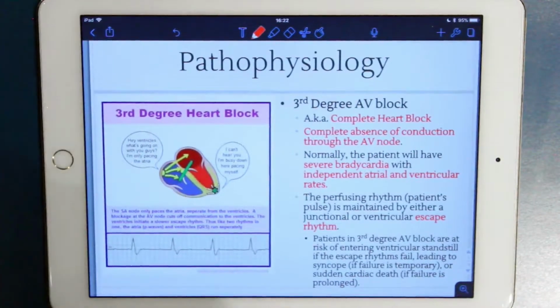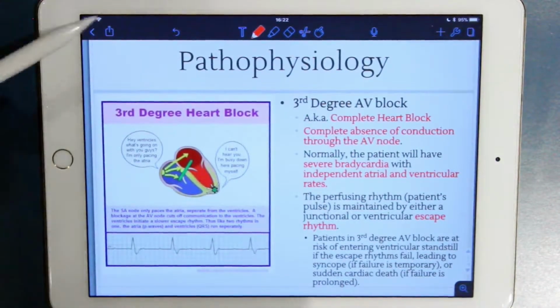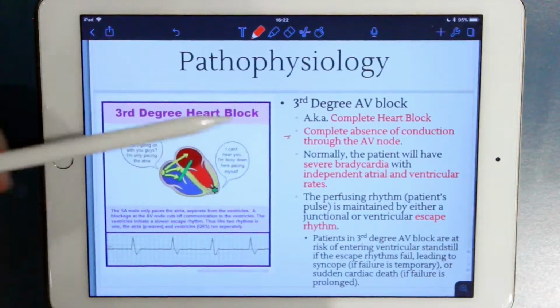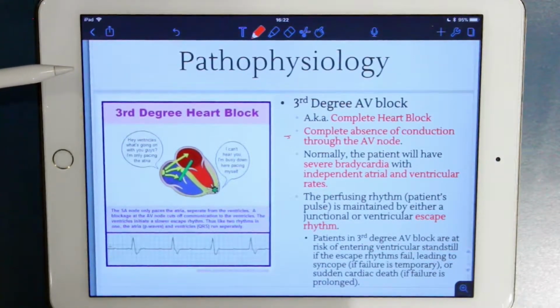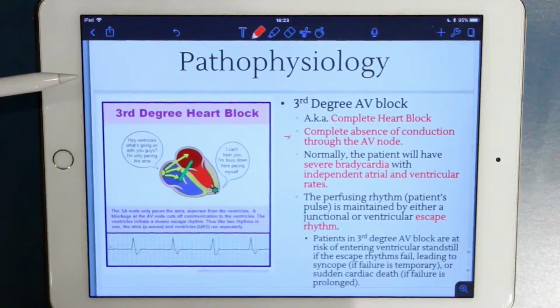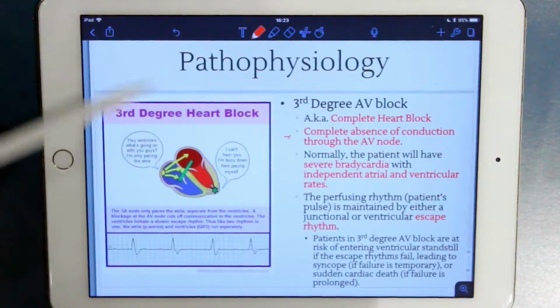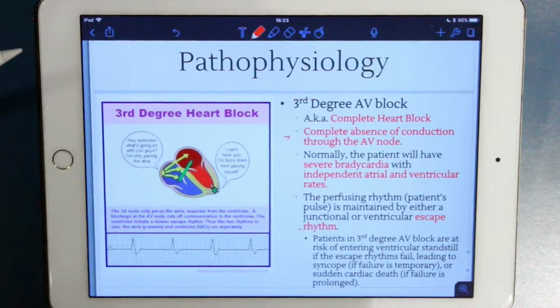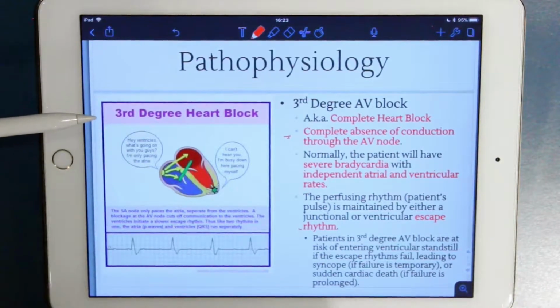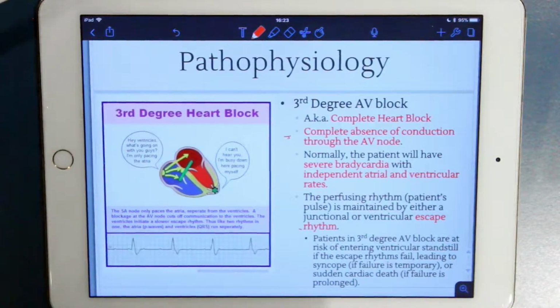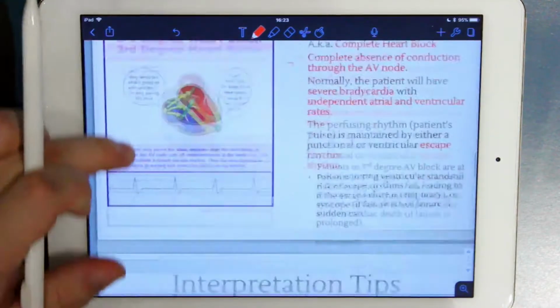So what's the pathophysiology of third degree AV block? There's complete absence of conduction through the AV node. The atria and ventricle are acting completely independently of one another. The perfusing rhythm, that is the patient's pulse, is maintained by either a junctional or a ventricular escape rhythm. Patients in third degree AV block are at risk of entering ventricular standstill if the escape rhythms fail, and this leads to syncope or sudden cardiac death if the patient is not treated immediately.